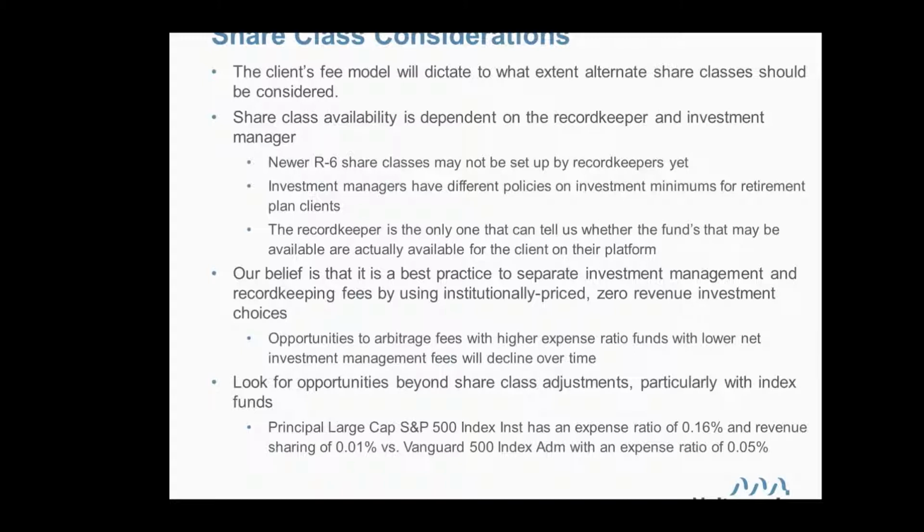Investment managers have different policies on investment minimums for retirement plan clients. I've seen where many funds waive the minimums for retirement plan clients, but enforce the minimums for retail clients. So you may go to Morningstar and see that this fund has a $100 million minimum, but in fact, it's waived for you because you're a retirement plan. So again, work directly with your vendors to figure out what share classes you have available to you. The record keeper, each individual record keeper, is the only one that can tell us whether the funds that may be available are actually available for the client on their platform.